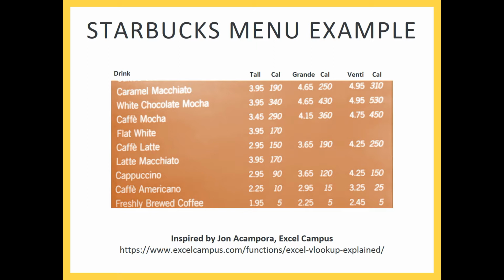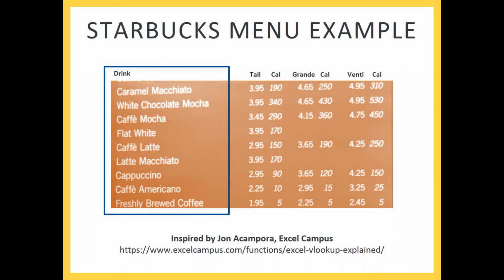VLOOKUP, the V stands for vertical. So when you're using a VLOOKUP, you're literally looking down a vertical list, or you could also think of this as one column in a table. And you're looking down the first column of information to try to find an item.